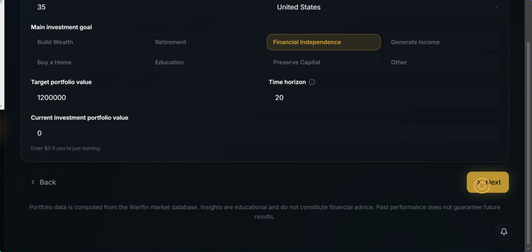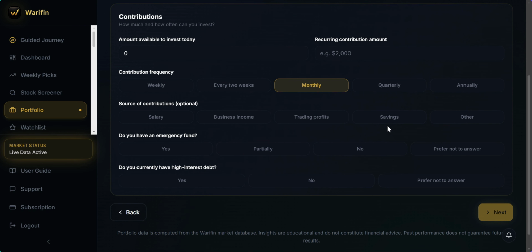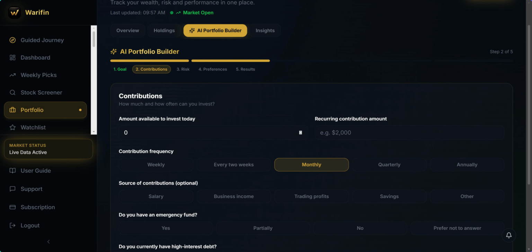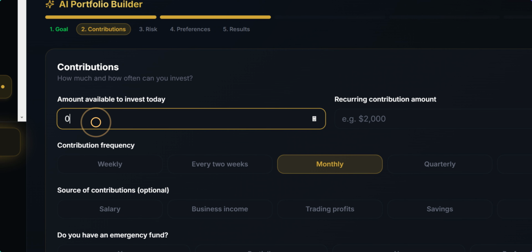With the baseline goals established, clicking Next moves us to the contribution planning stage. This section outlines how much and how frequently you plan to add capital to your account. Entering the initial lump sum tells the builder how much capital is ready to go immediately.